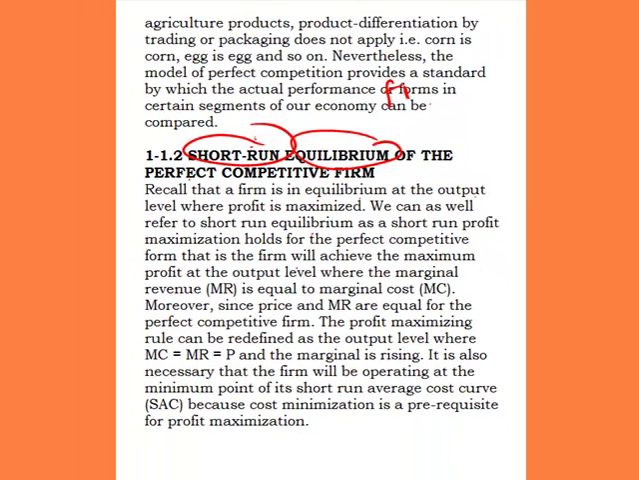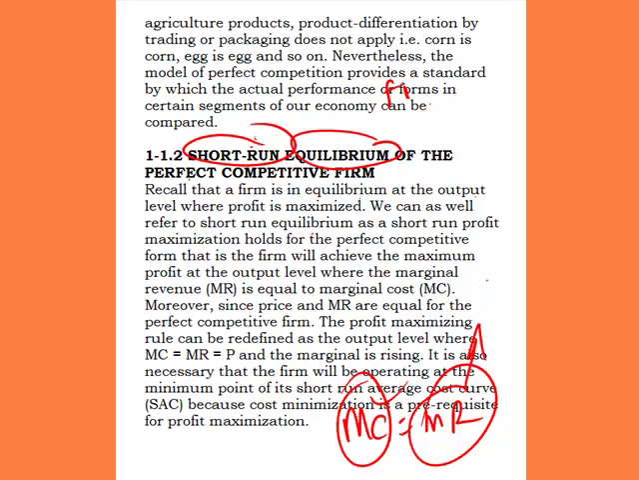That is, the firm will achieve the maximum profit at the output level where marginal revenue is equal to marginal cost. So the short-run equilibrium of the perfectly competitive firm is the point where marginal cost is equal to marginal revenue. Marginal cost is the extra cost you incur as a result of producing extra units of output, while marginal revenue is the extra revenue you receive as a result of selling extra units of output.